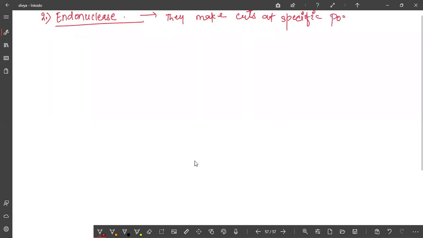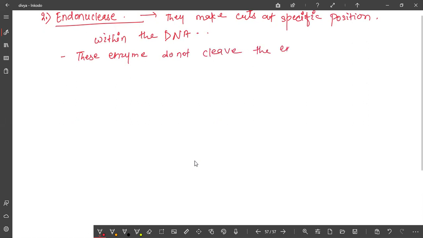A specific position within the DNA. And again, you can write that these enzymes do not cleave, cleave means cut the ends, and involve only one strand of DNA duplex.